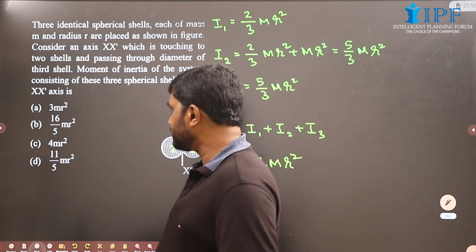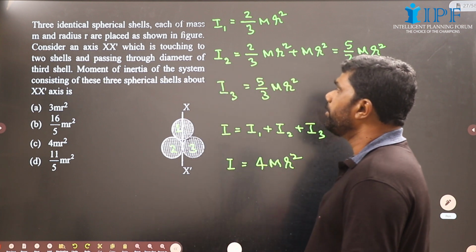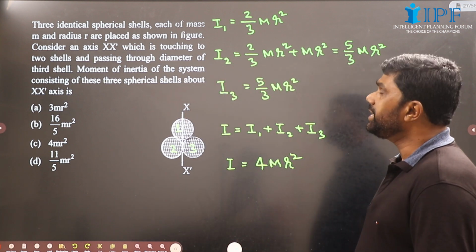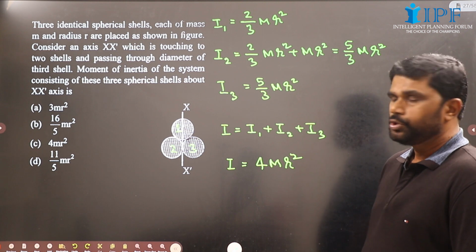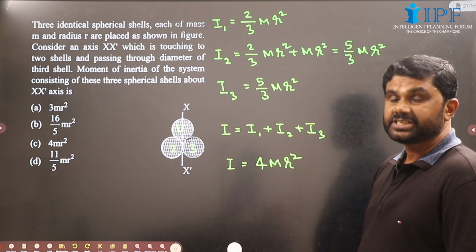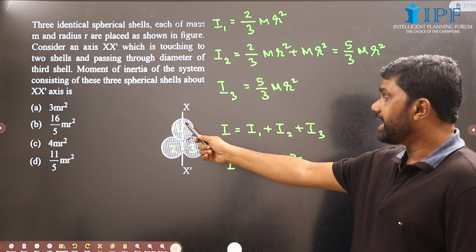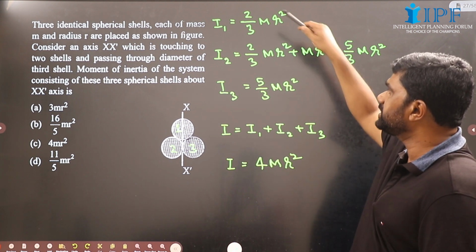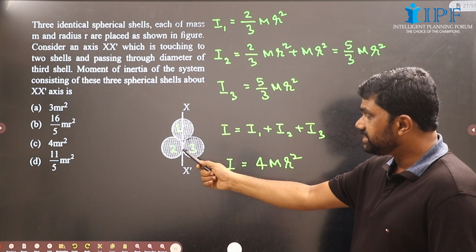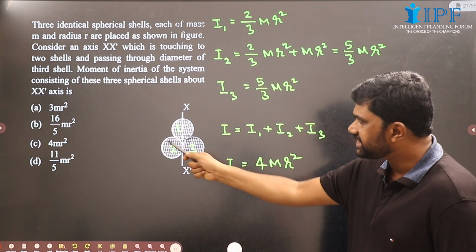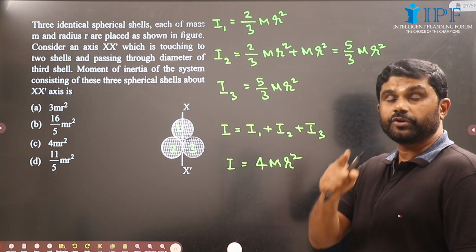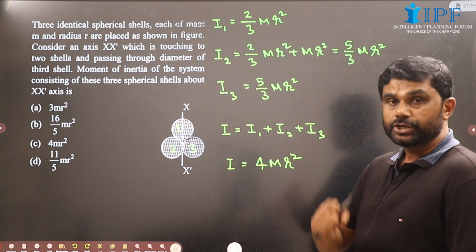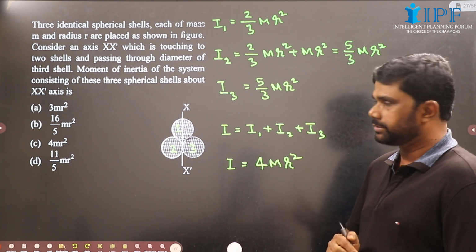Now let us see what we have next. Moment of inertia of the system of three identical spherical shells. This is the axis. The axis is a diameter of the first shell, so its moment of inertia will be 2 by 3 MR². And the axis is a tangent of the second and third shells. The moment of inertia about a tangent will be 2 by 3 MR² plus MR².